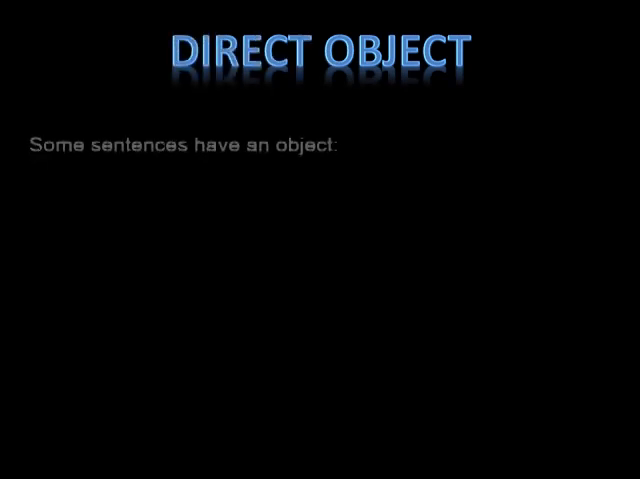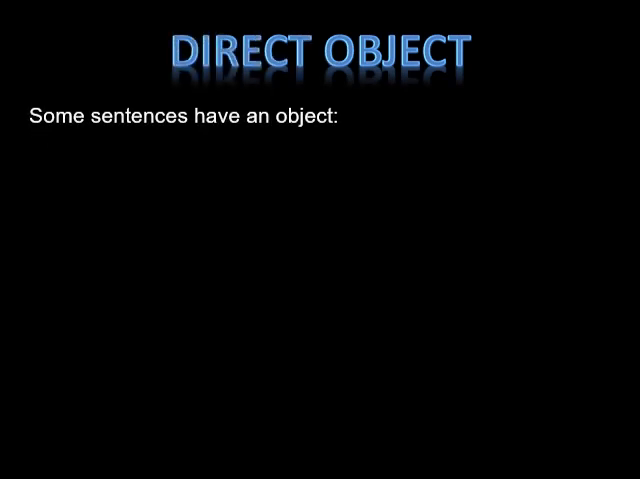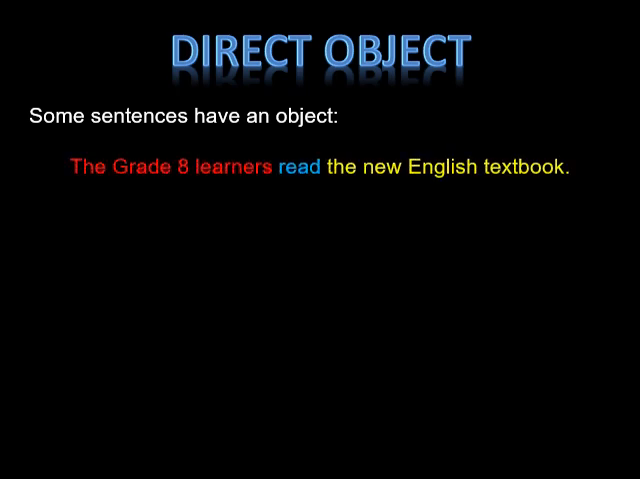Now we move on to the direct object. Some sentences have an object. Please take note, not all sentences. Some sentences have an object. So here we have: the grade 8 learners read the new English textbook. So you can see that the red part there, the grade 8 learners, is the subject. Read is the verb. And the new English textbook will be the object. You could also say that grade 8 learners read the new English textbook. It can be in the present tense as well.